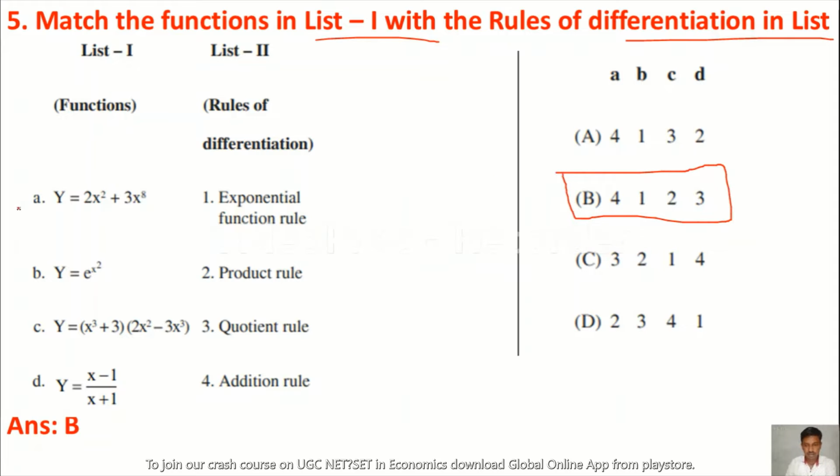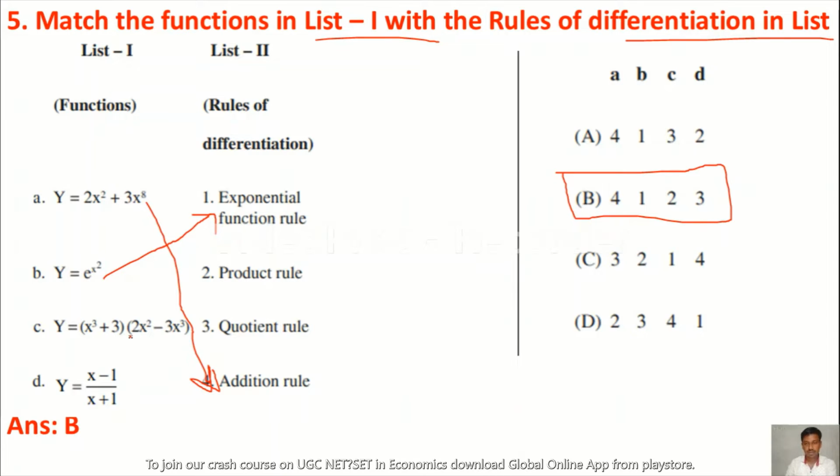A is 4. y is equal to 2x square plus 3x, so the right answer is the addition rule. Then B is 1. y is equal to e raised to x square, so it is the exponential function rule.